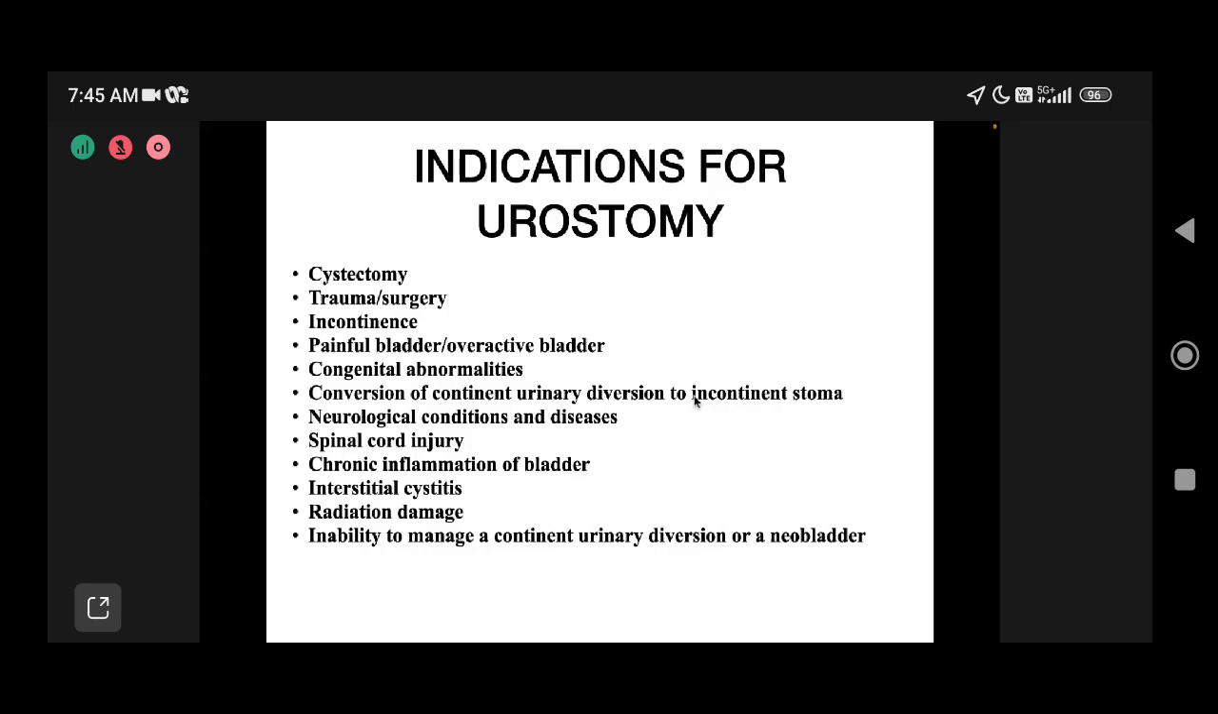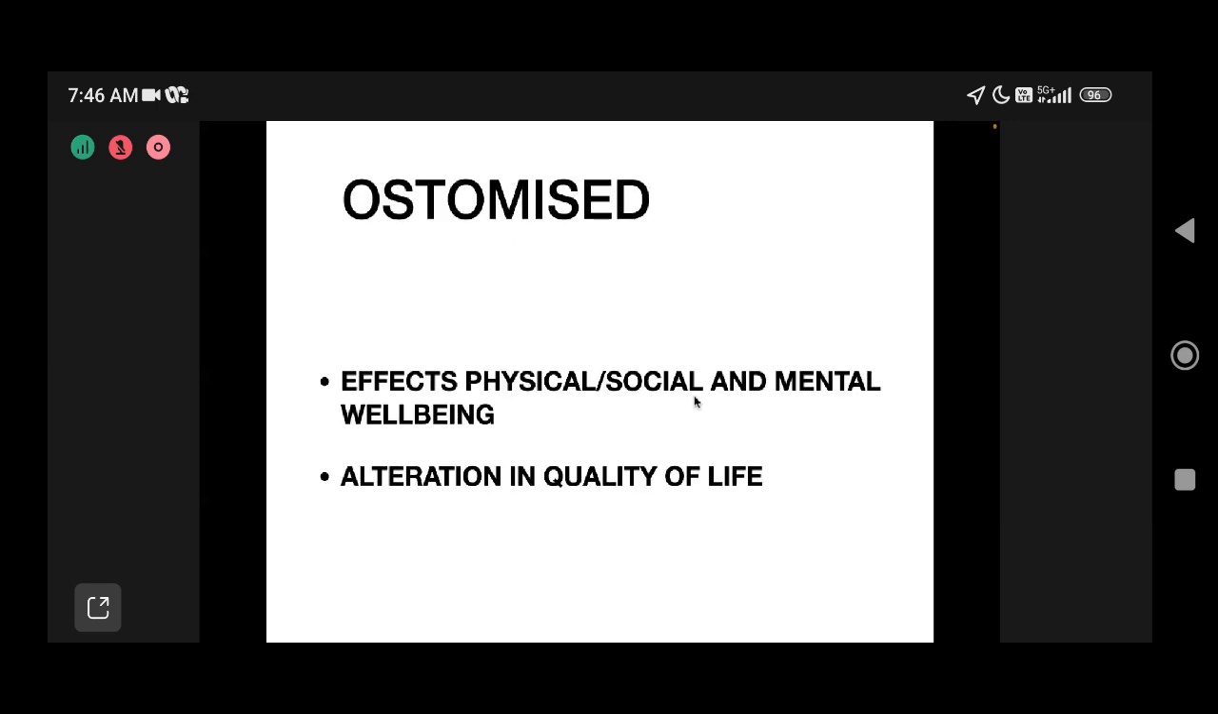So let us come to some specific indications where we do the urostomy. If you look at urostomy, common indications are when you do the CA bladder, where you do the cystectomy, or there is a traumatic injury to the bladder, or incontinence, and sometimes overactive bladder, and congenital abnormalities, then conversion of continent urinary diversion to incontinent stoma, then neurological diseases, and spinal transection of the spinal cord, or metastasis involving the spinal cord and pressing on the nerves, and chronic inflammation of the bladder, then interstitial cystitis, radiation damage, and continent urinary diversions or neobladder.